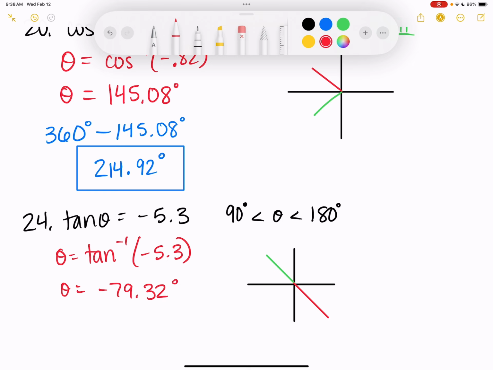But 180 minus 79 is still positive. Yes, but you said minus 180, which is going to give me a negative number. Wait, so 180 minus 79 is the same thing as negative 79 plus 180? Yes. Okay, so I got to get from here to here, so I'm adding 180 degrees to get there. I was doing it backwards in my head. That's why my answer was wrong.